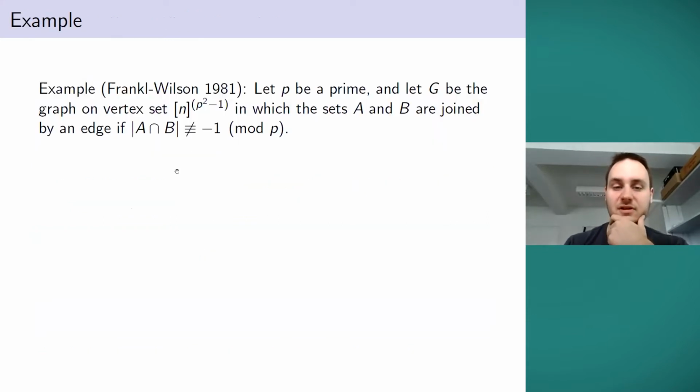Okay, so now let me show you an example. In particular, let me show you this construction of Frankl and Wilson. They consider the following graph. Let's fix some prime p and consider the graph whose vertices are the (p² - 1)-element subsets of an n-element ground set. And if we have two such sets A and B, then join them by an edge if the intersection size is not -1 modulo p.